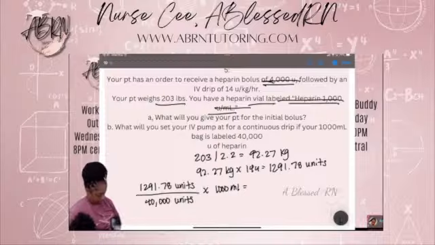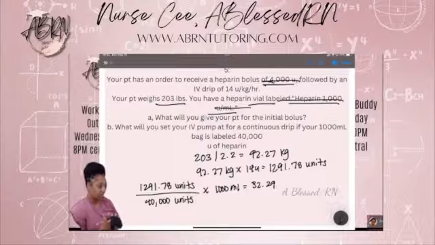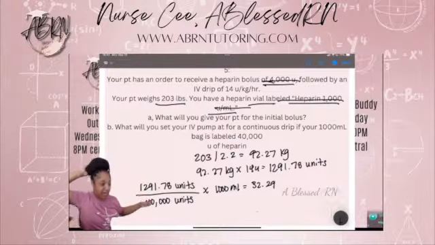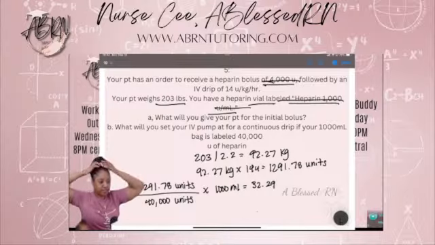All right, so we'll do this times your 1,000 divided by your 40,000 units, and then you still get 32.29. So, seeing that, these are a lot of words, and it looks like a complicated problem once you look at it, but once you work through it, it's really not that bad, is it? It's not that bad.